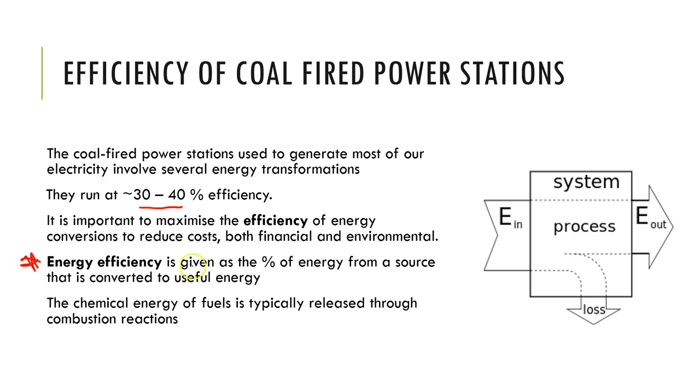Okay, so when we talk about energy efficiency, and this is something you should have a definition for, it is given as the percentage of the energy from a source that is converted to useful energy. This is the desired energy. So if we're looking to produce electricity, we're talking about the percentage that is converted into electricity. So the chemical energy of fuels is typically released through combustion reactions, and then we utilize that to power different engines, generators, and so forth.